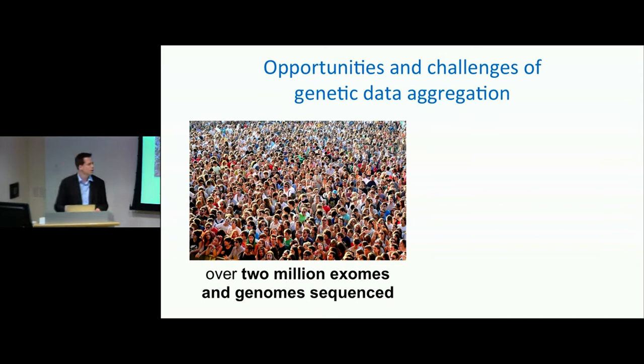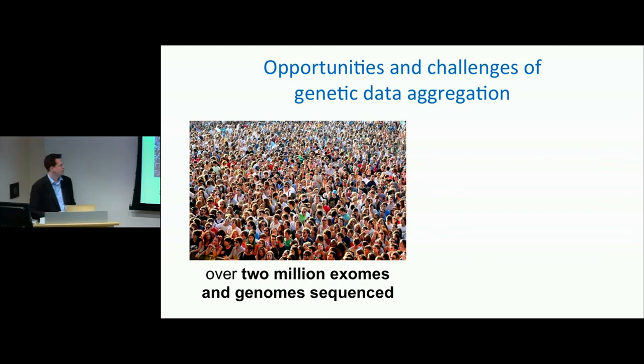So we now know around the world, across a wide variety of different academic and industry collaborations, that at least 2 million exomes and genomes have been sequenced. The majority of these individuals have been sequenced using exome sequencing, which is an approach to identify the variation that's found just in the protein coding bits of the genome. But a non-trivial number and a growing number have also had their whole genome sequenced. So that is the sequence of all the 3 billion letters in their DNA.